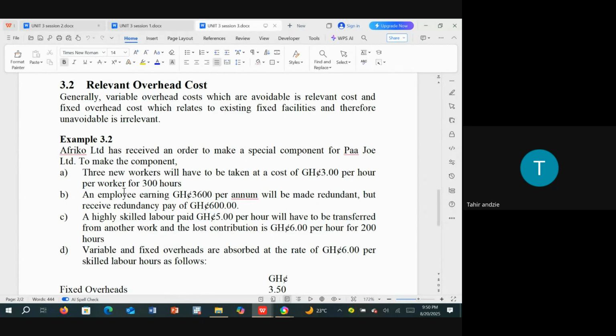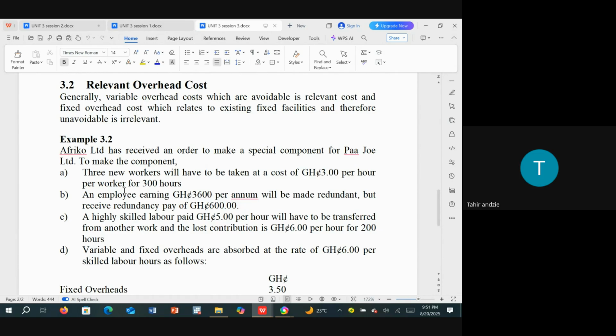Africo Limited has received an order to make a special component for Paju Limited. To make these components, 3 new workers will have to be taken at the cost of 3 cedis per hour per worker for 300 hours. Those 3 new employees are supposed to be employed at 3 cedis per hour per worker for 300 hours.